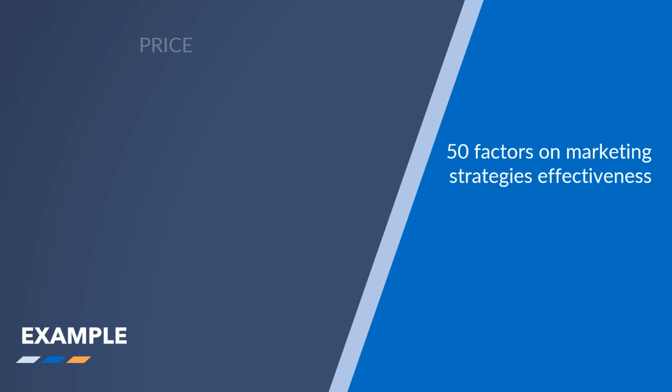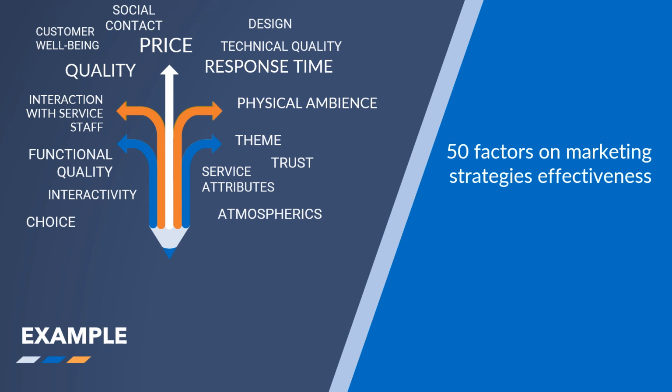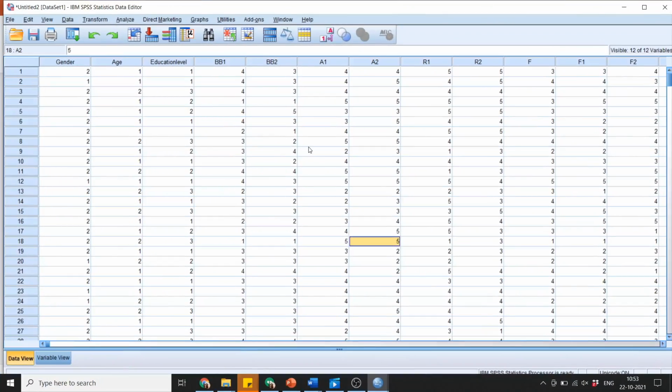In another case where the dataset had 50 elements, it was important to reduce it as much as possible. The factor analysis test helped to bring down the number to 14. Now, to understand factor analysis further, let's see how to apply it on a dataset in SPSS. This is a dataset of about 300 respondents on which I have applied the PCA version of the factor analysis test.